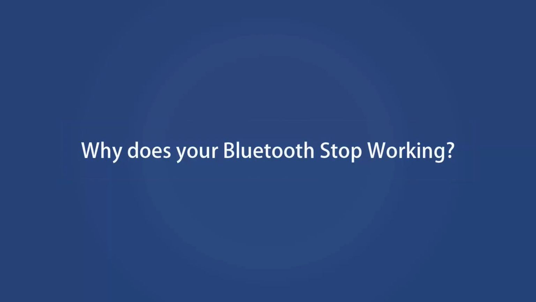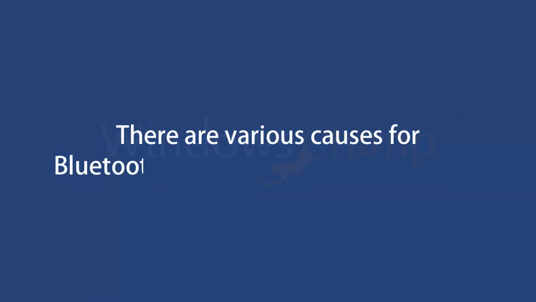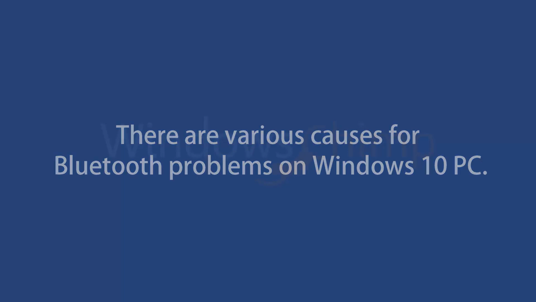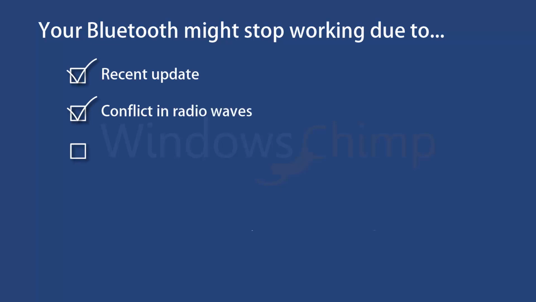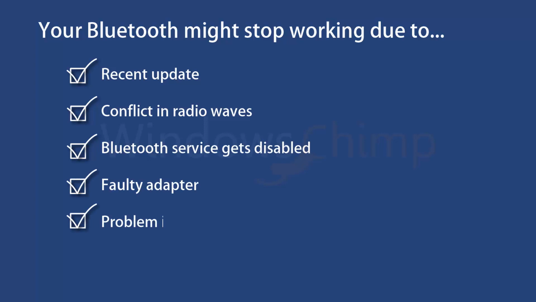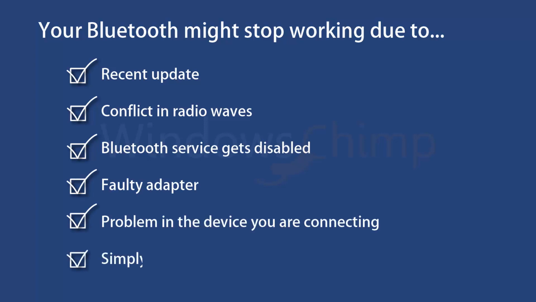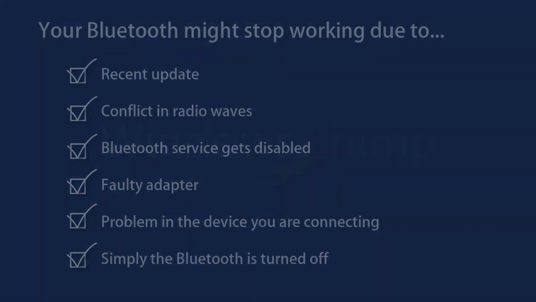Why does your Bluetooth stop working? There are various causes for Bluetooth problems on Windows 10 PC. Your Bluetooth might stop working due to a recent update, conflict in radio waves, Bluetooth service gets disabled, faulty adapter, problem in the device you are connecting, or simply the Bluetooth is turned off. Let's check the solutions for Bluetooth problems in Windows 10.